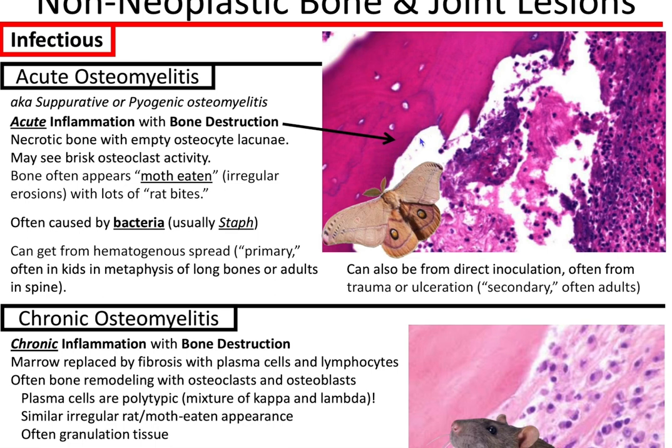It's often caused by bacteria, usually staph species, and you can get this from hematogenous spread, which is primary, often in kids in the metaphysis of long bones or adults in the spine. It can also be from direct inoculation, often from trauma or ulceration.